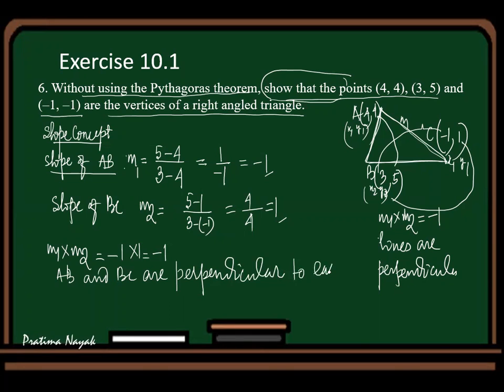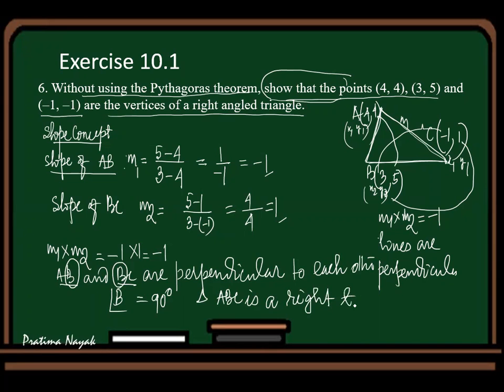Which one is 90 degree? The common point is 90 degree. So AB, BC. So B is common to both. So angle B is 90 degree. So triangle ABC is a right triangle, or these points form a right triangle.